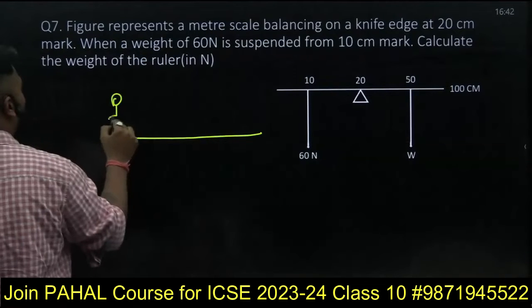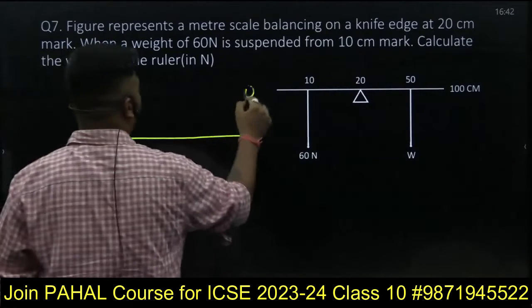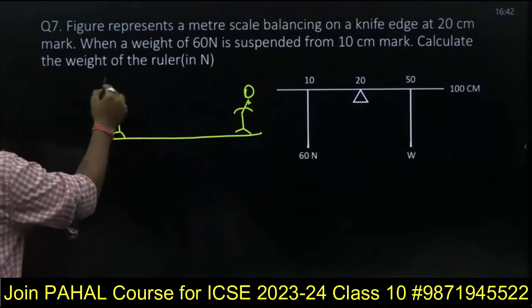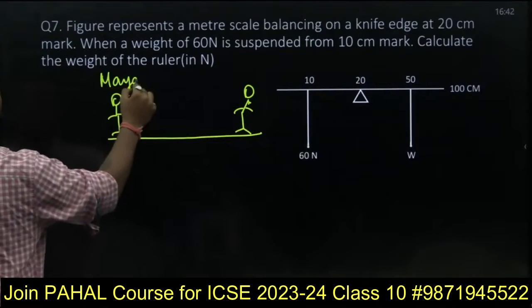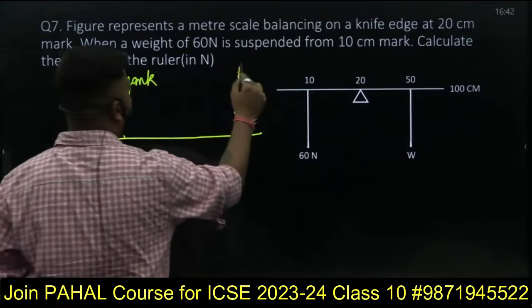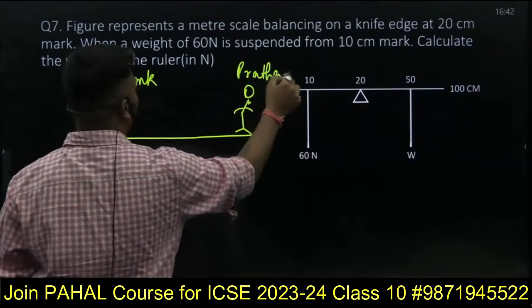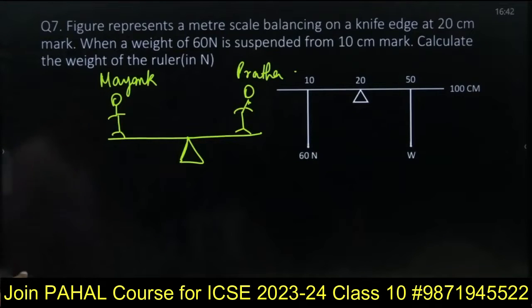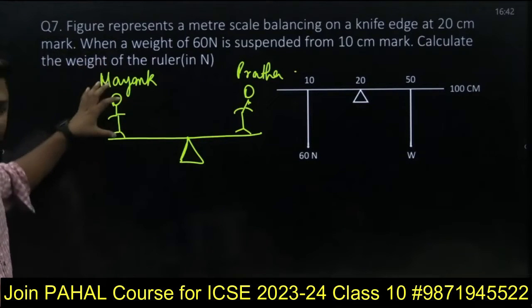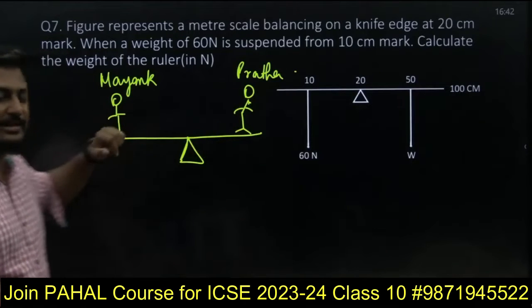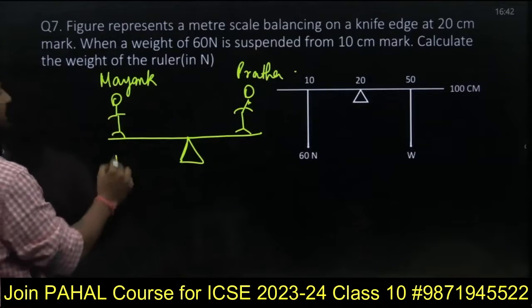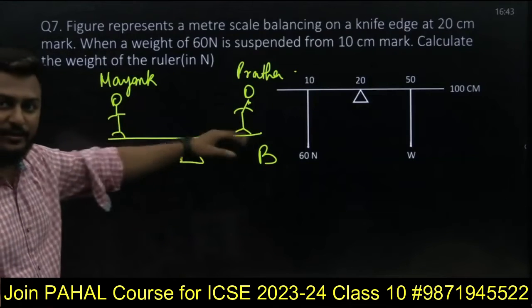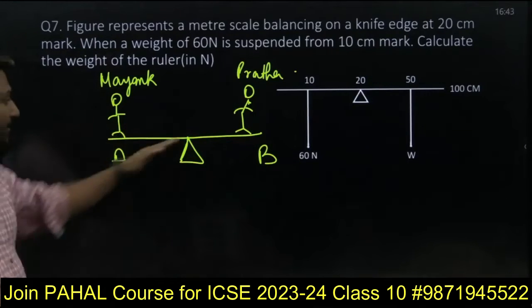Let's say there are two children. Okay, so let's say this is Mayank and this is Pratha, two students of our class. Now, if I say Mayank is heavier than Pratha, then in this case, let's say this point is A, this point is B. So अगर Mayank heavier है Pratha से, तो seesaw किस तरफ को झुकेगा?